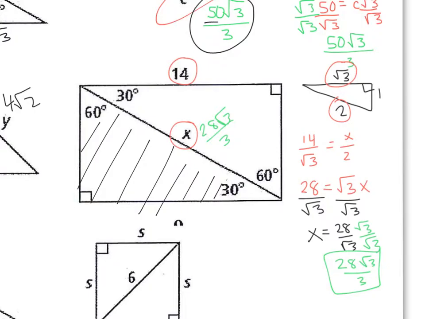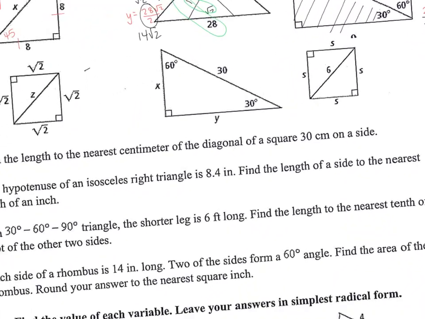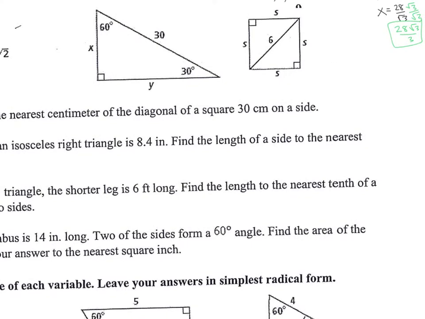Okay. So I'm going to skip these two. Let's talk about some of these word problems. Number 10, find the length to the nearest centimeter of a diagonal of a square.